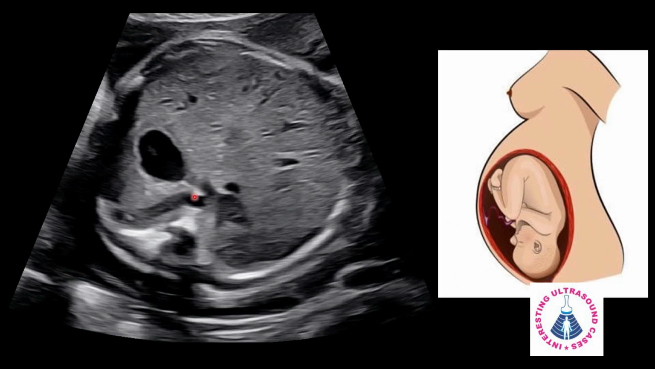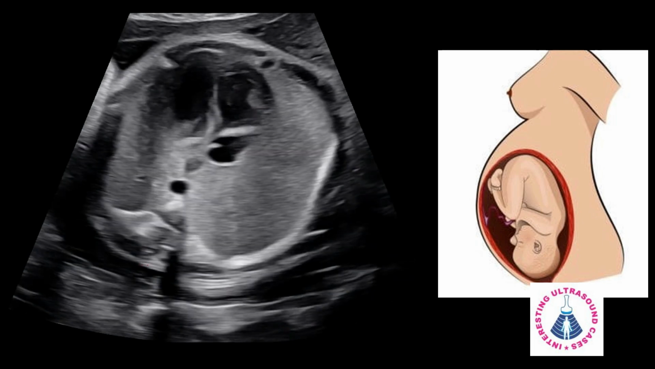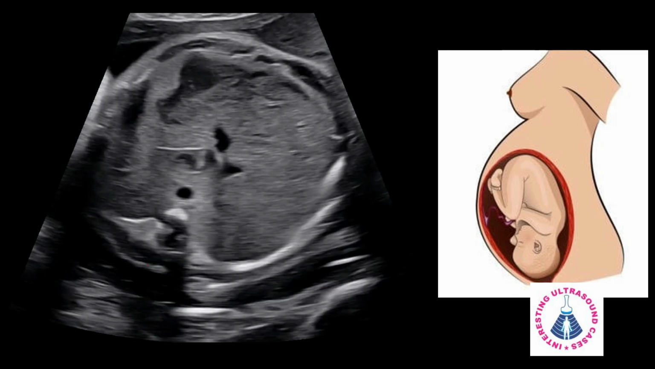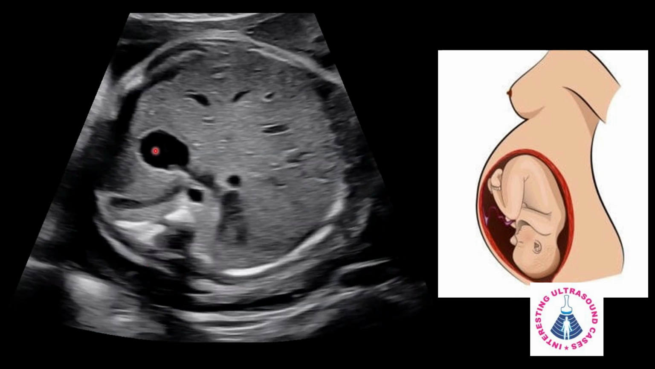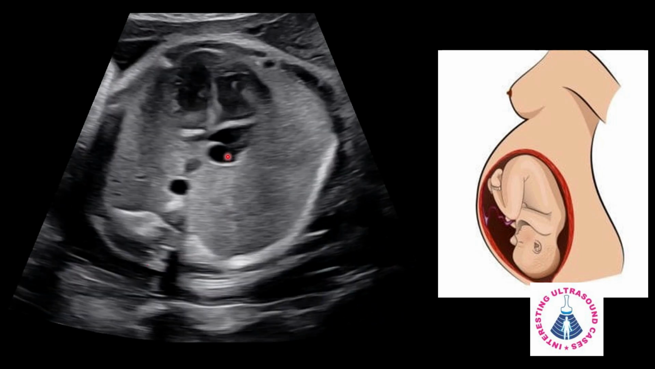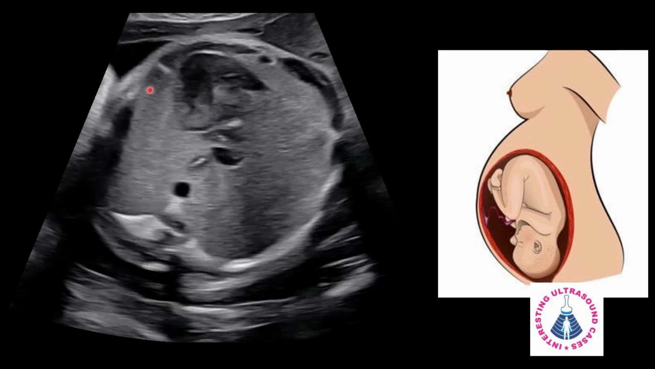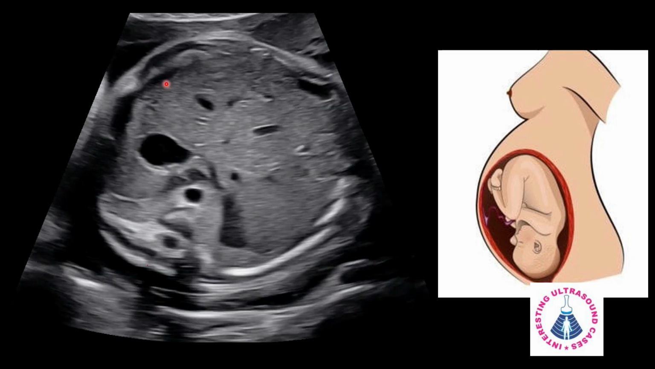Next thing is we have to determine the cardiac situs. For that, we have to move our probe slightly upwards towards the fetal head. Here we can see the cardiac apex. We can see the stomach, IVC joining the right atrium, and cardiac apex is on left side. So cardiac situs is normal.